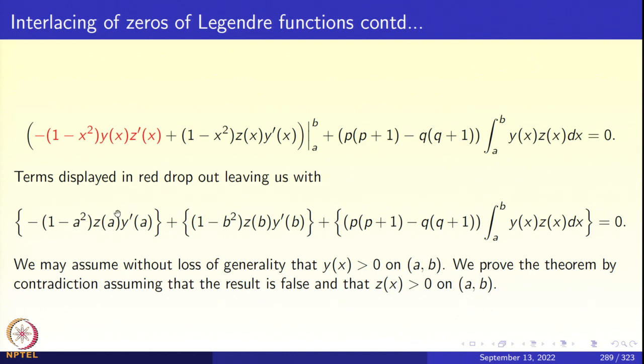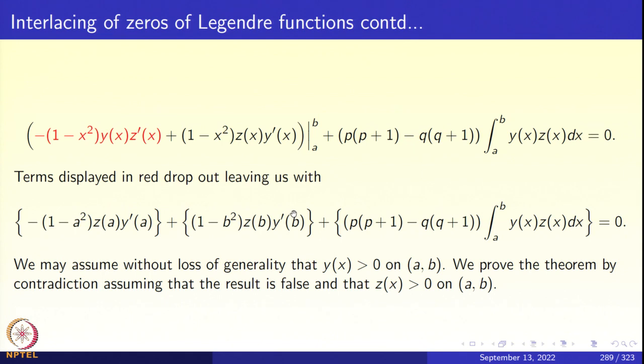With this, z(a) is positive, z(b) is positive, y(a) is 0, y(b) is 0, and y is positive, which means the function y is increasing at a, because from 0 it is becoming positive, and it is decreasing at b because from positive it has become 0. So y'(a) must be greater than or equal to 0 and y'(b) must be less than or equal to 0.